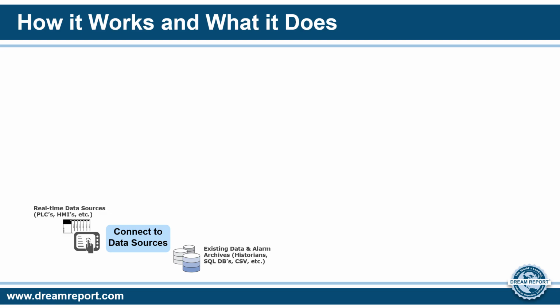We have two categories of data sources we work with. The first is existing data and alarm archives. So this is data that's being stored by some external systems in their own format, whether it's process historians. On the high end, on the low end, it might be very simple CSV files. Maybe in custom databases, maybe it's proprietary HMI log files. But the point is the data is already being collected and stored, so it's ready for reporting.